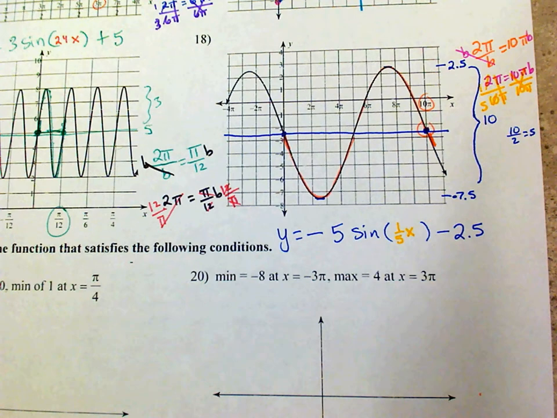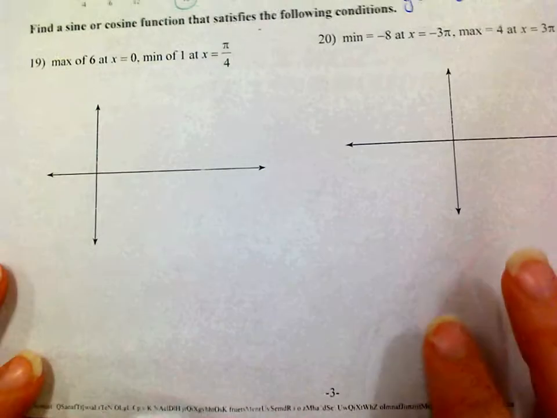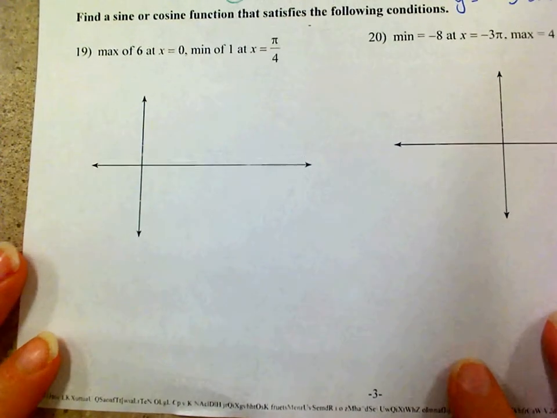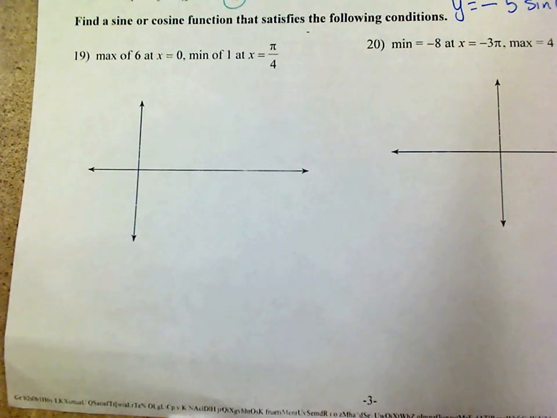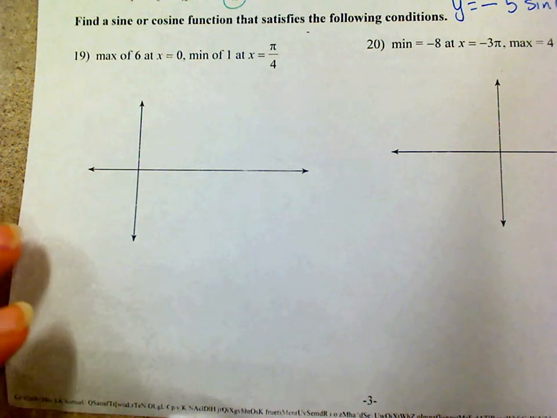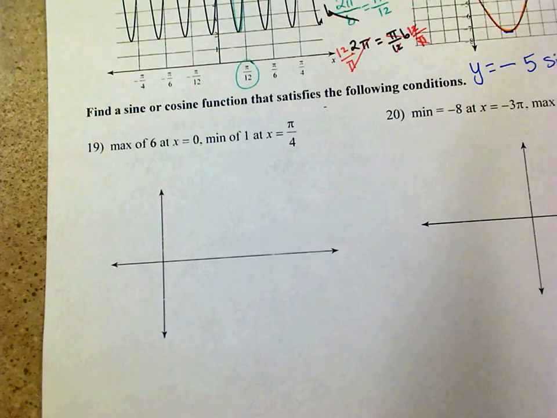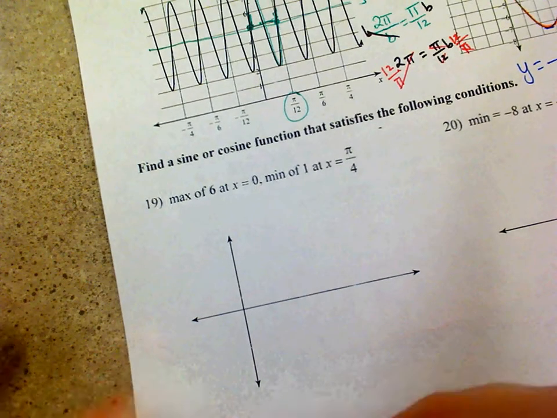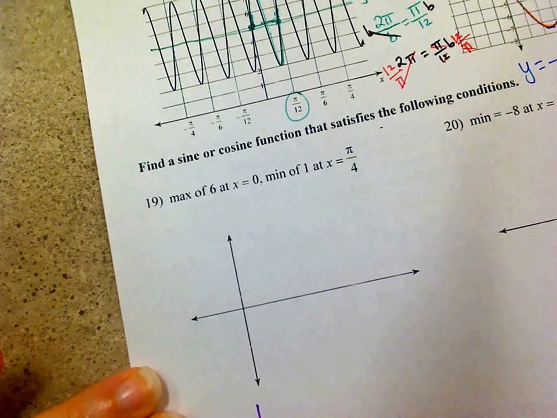On number 19, it says 19 and 20, find a sine or cosine function that satisfies the following conditions. Okay, it tells me that I have a maximum of 6 at 0. So I'm going to find a couple different answers to this. In fact, I might find more than a couple, just in case you have an oddball answer.